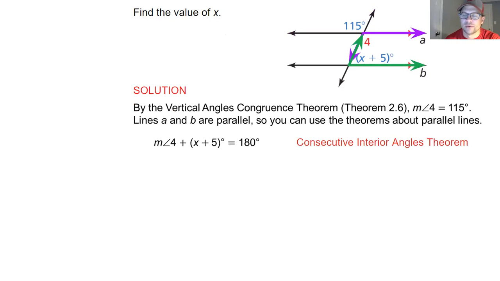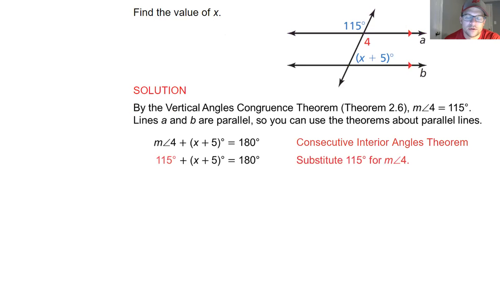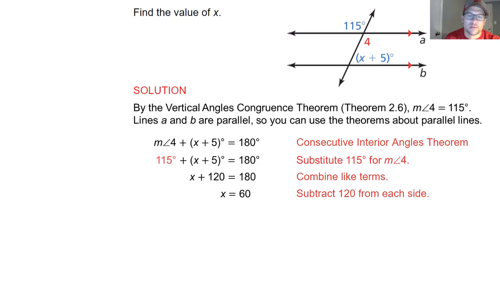And since, again, we now know that angle 4 is 115, we're going to substitute that in. 115 for angle 4. Add your like terms. 115 plus 5 is 120. And then you get rid of the 120 by subtracting to get x equals 60. We don't have to find the value of that angle because the direction's just to say find the value of x. So we are done right there.